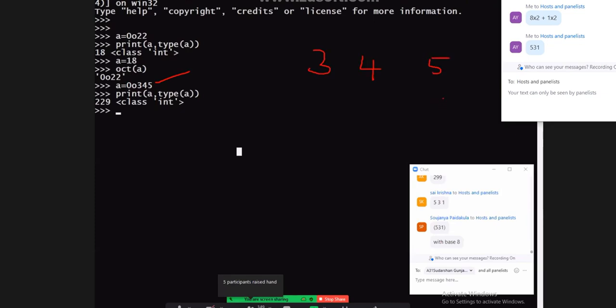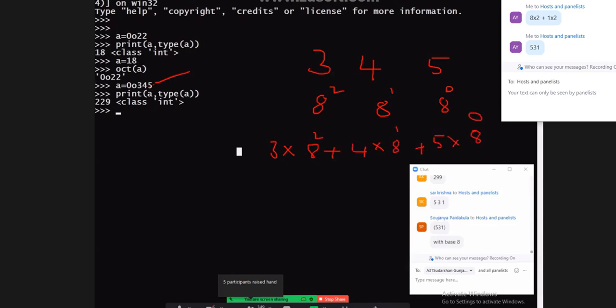Octal to decimal, so you need to take 8 to the power of 0, 8 to the power of 1, 8 squared, like this. I thought it is an integer. Please correct it. This is an octal; I took it as a decimal value. So 3 into 8 squared, plus 4 into 8 to the power of 1, plus 5 into 8 to the power of 0.